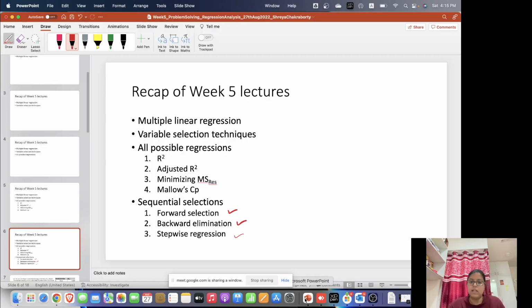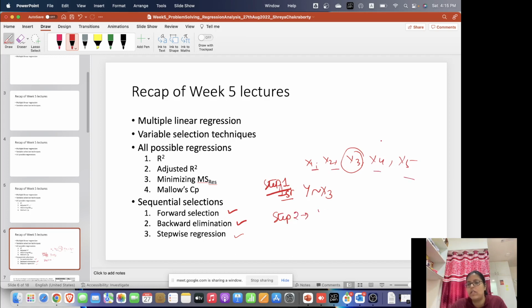So as I was explaining, let's say here we have 5 variables, x1, x2, x3, x4 and x5. So first step, we are selecting x3 into our model. So y is being explained by x3. Now next, in step 2, we are selecting, out of these remaining 4, which is the most significant, given x3 is already included in our model. So let's say here we are including x5. So this is x3, x5.